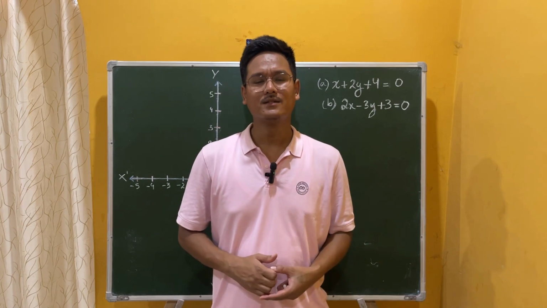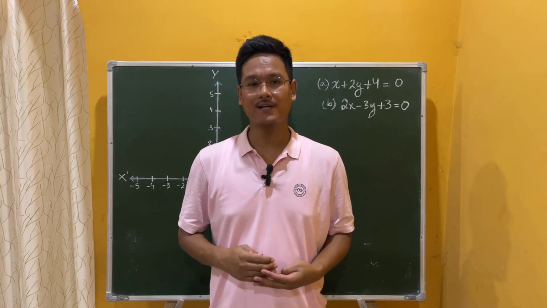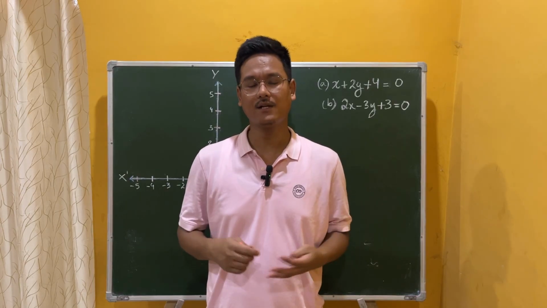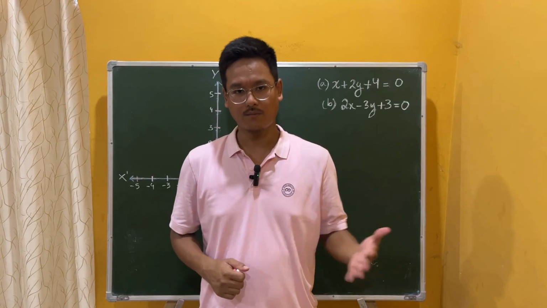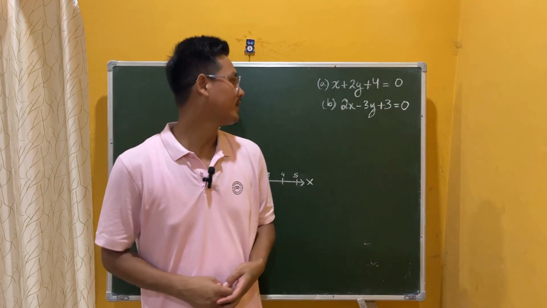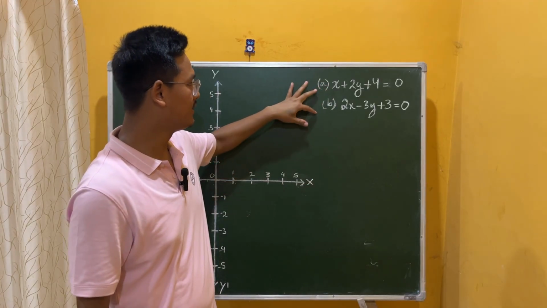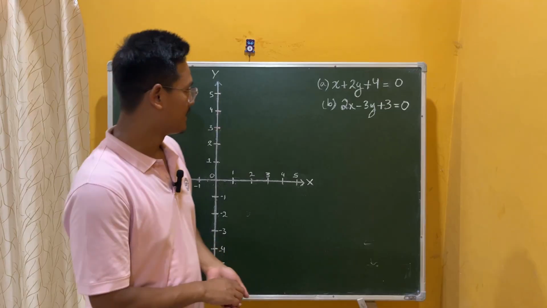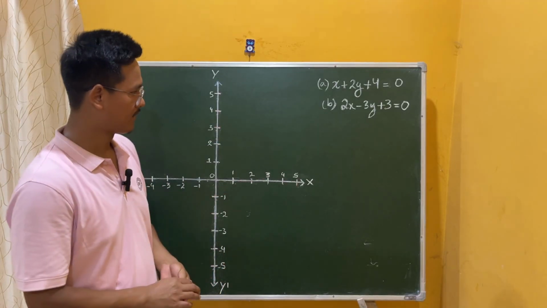Hello everyone. Today we will learn a different method to draw a straight line from a given linear equation in two variables. So stay with me till the end of the video. Here I have two equations, a pair of linear equations in two variables. So let us draw straight lines from the given equations.